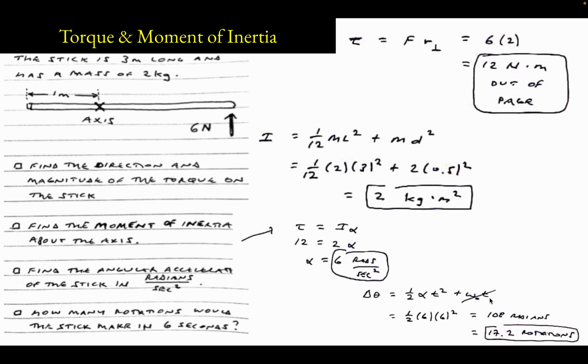I'll assume no initial angular velocity here, and so you'd have the rotational version of 1/2 at squared, which is 1/2 alpha t squared. And you'll find that it goes 108 radians, which if you divide that by 2 pi, you'll learn that it goes 17.2 rotations in that time.